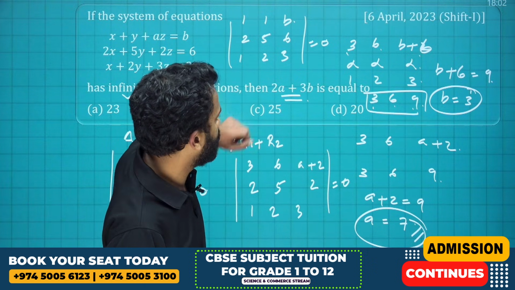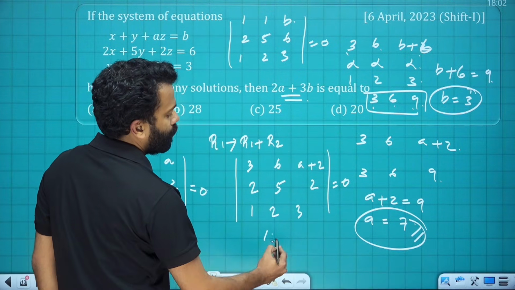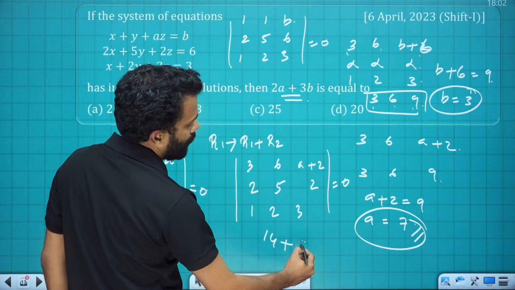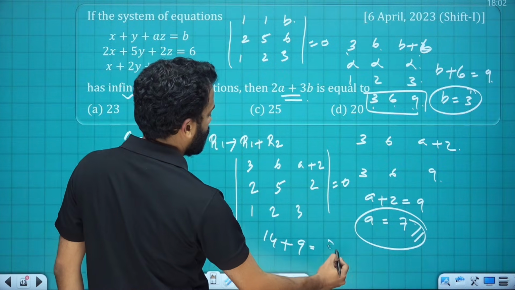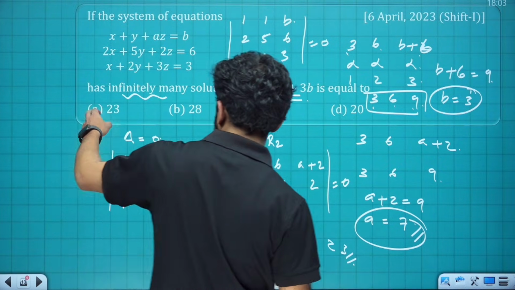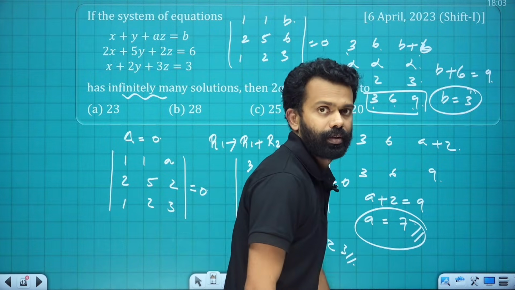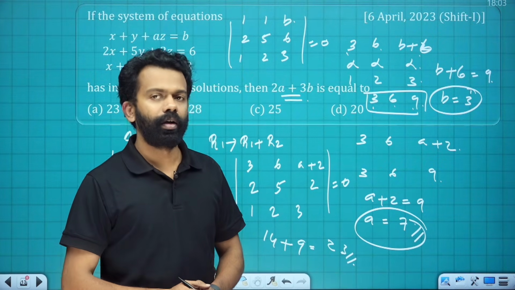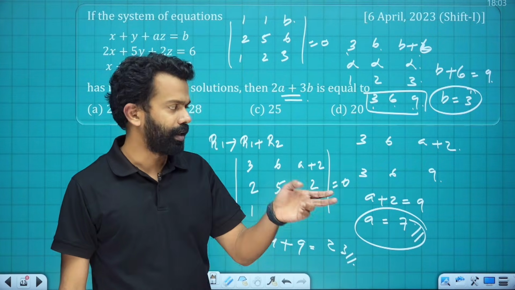So, we got the value of a and b as a is equal to 7 and b is equal to 3. Substituting here, you will get 2a will be 14 and 3 into 3 is 9. That is 14 plus 9 is what? 23. That is option A is the correct answer. Okay, I hope you got it. That's all. And the second one. Next one.